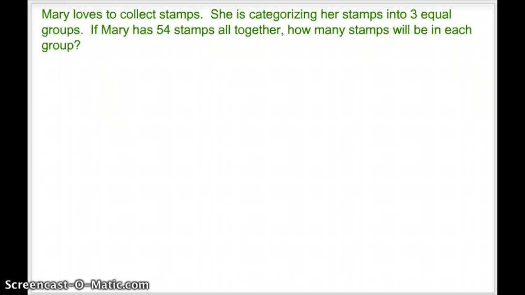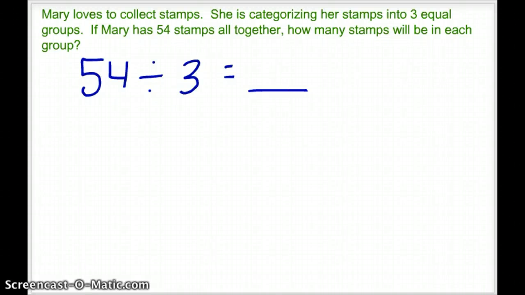Mary loves to collect stamps. She is categorizing her stamps into 3 equal groups. If Mary has 54 stamps altogether, how many stamps will be in each group? For this story problem, I realized that there are 54 stamps that need to be divided into 3 groups. That means my 54 is the dividend and the 3 is my divisor. I'm looking for the quotient.